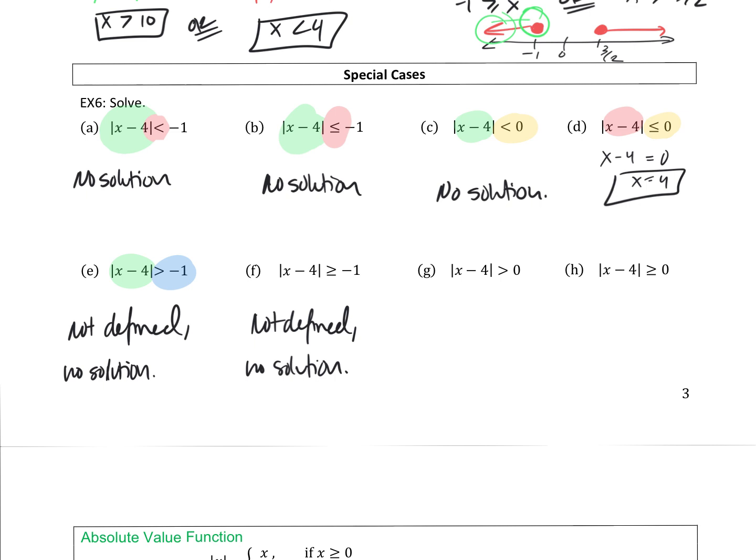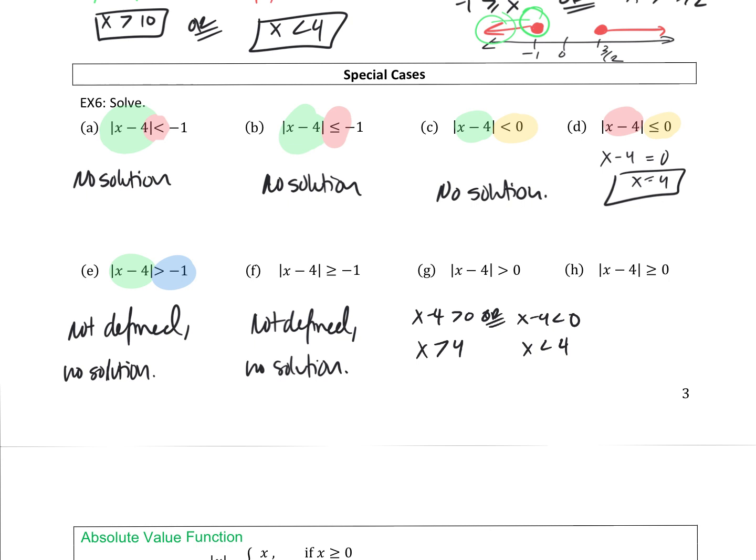Next, last two. So absolute value of x minus 4 needs to be greater than 0. Well, this technically does make sense. It could be a greater than a distance of 0 from 0. So let's see what this would look like. Again, with the greater than concept, and with greater than, we look for or. So we have x minus 4 greater than 0, or x minus 4, again, is less than the opposite of 0, which is just 0. And then solving, we'll get x is greater than 4, and x is less than 4.